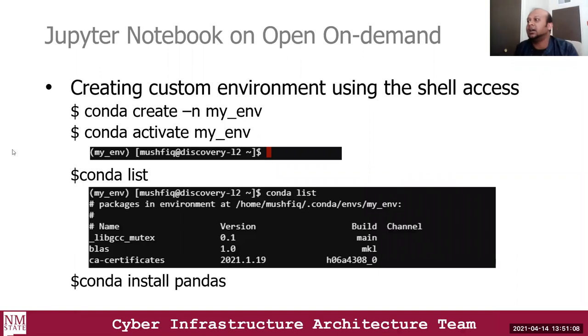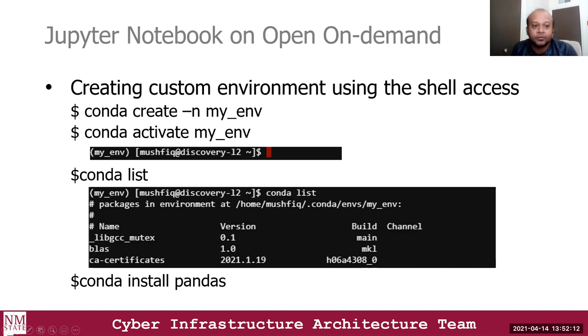You can create a custom environment using shell access. What you have to do is conda create -n my_env, where my_env is the name of your custom environment. I'm just iterating through the command line because I already created a custom environment. I'll show that to you, and I'll try to install some packages to show how you can install libraries and packages in your custom environment. I referred to that link if you need to create any custom environment, and I'm also mentioning this in the slides. To create a custom environment, you first write conda create -n my_env, then you have to activate your custom environment.